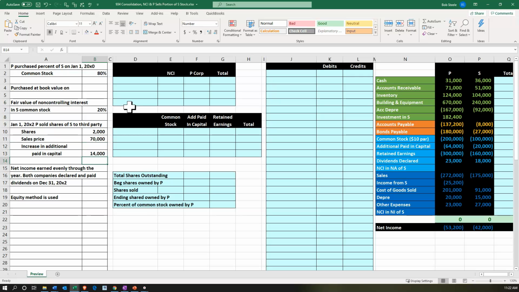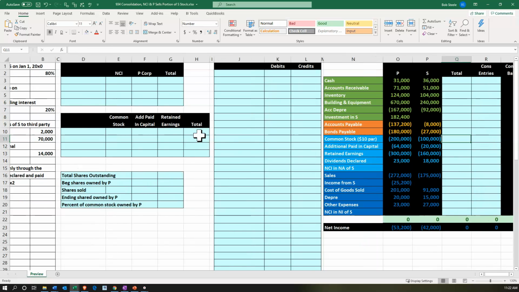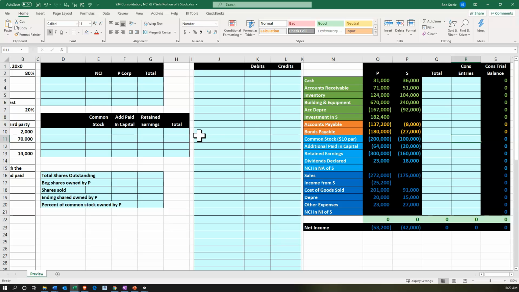Net income earned evenly through the year. Both companies declared and paid dividends on December 31st, 20X2. Equity method is the method that will be used. So let's just consider what would happen over here. Same kind of thing, let's think about the net value of S first. So we're going to say, okay, assets minus liabilities are the 304, which are going to basically equal the equity section down here, which of course will be 304.